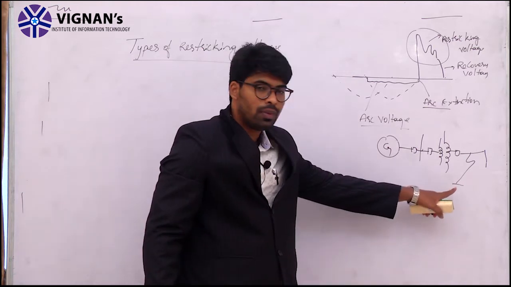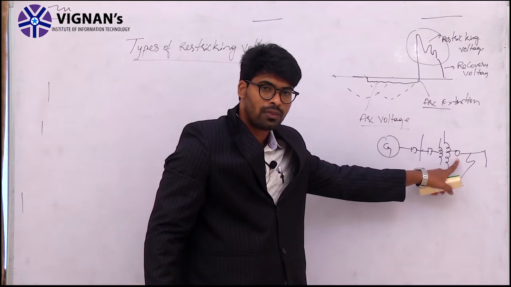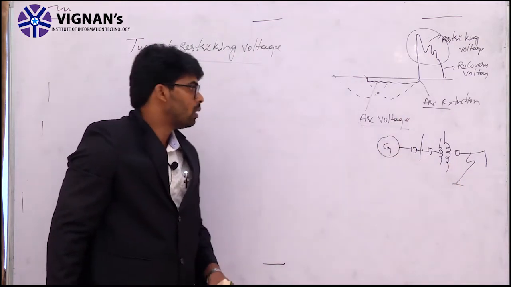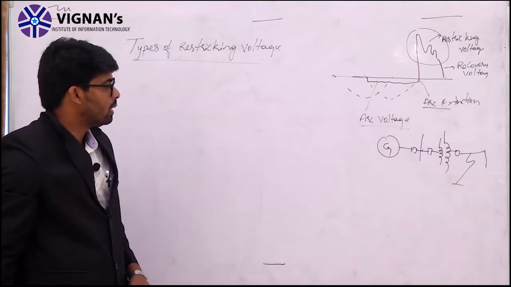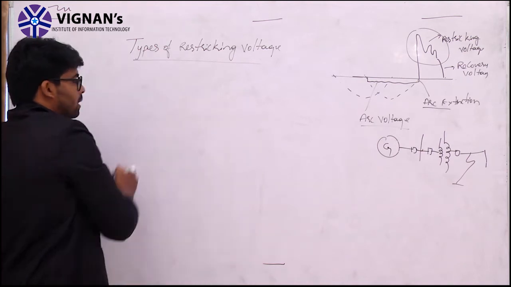Up to now we discussed only this concept. The fault occurs, the circuit breaker contacts open, and for this we derived the expression for restriking voltage. Now what I want to deal with is the types of restriking voltage. We have two types of restriking voltages.